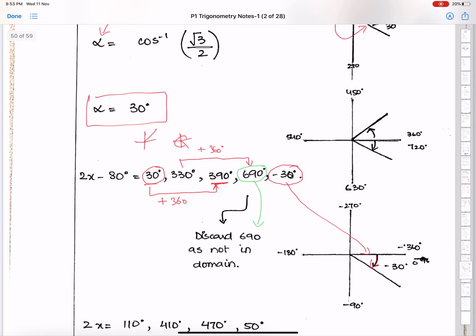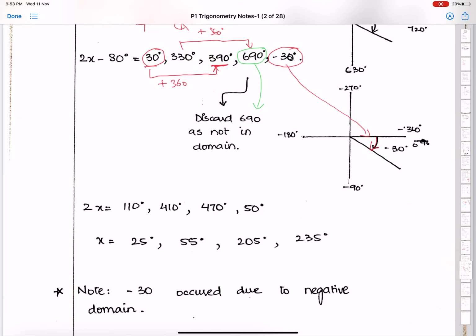Now you need to work for x, so shift this 80 to the right side. When you bring 80 to the right side, you will get these things, and then for x you need to divide all answers by 2. So these are the final answers.